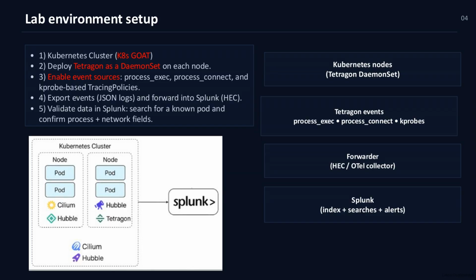Next, we'll discuss setting up the lab environment. We begin with a Kubernetes cluster using Kubernetes Goat. Tetragon is deployed as a daemon set on each node. Event sources such as process_exec, process_connect, and kprobes are enabled. Events are exported in JSON format and forwarded to Splunk's HTTP event collector. Validation in Splunk involves searching for a known pod and confirming process and network fields. This setup highlights the integration of Kubernetes and Splunk to monitor and analyze data.